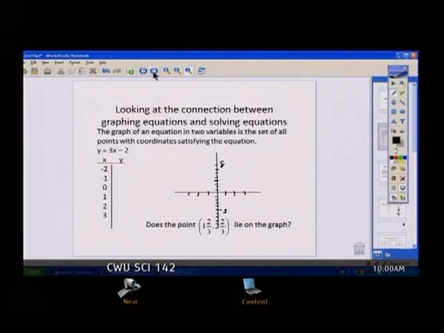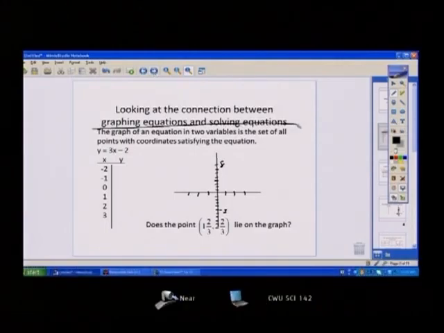On this first slide, it's asking you to look at the connection between graphs and solving equations. The graph of an equation in two variables is a set of points with coordinates satisfying the equation. So what I have set up here is just a simple linear equation, y equals 3x minus 2, and a table of values. So I'm going to substitute these x values in.